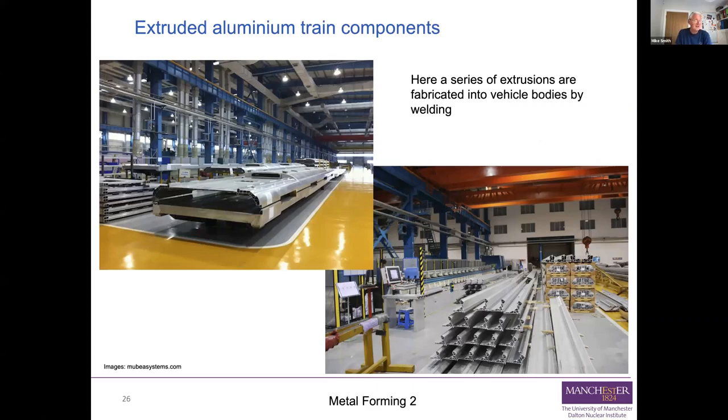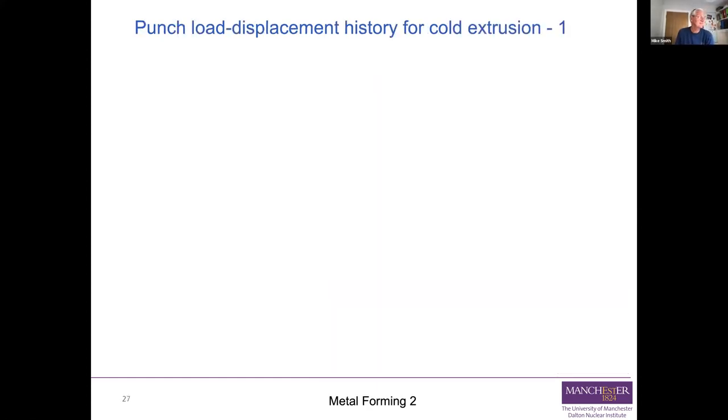And you can make very large components. These are basically railway carriage components. You've got the roof on the left, and you've got a whole series of beams that form part of the sides or the underframes of the carriage there. And what you do there is you're using fabrication to produce individual long components. So another example of multi-stage manufacturing processes.